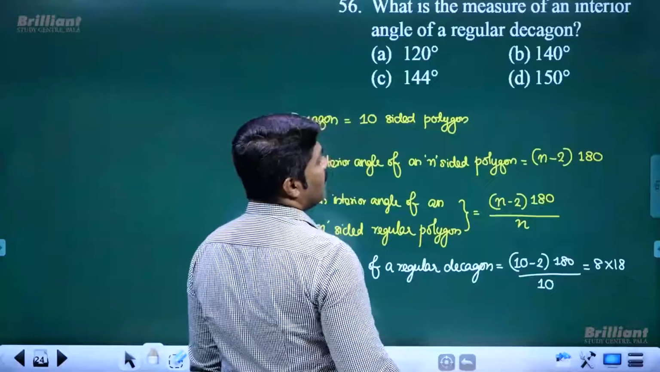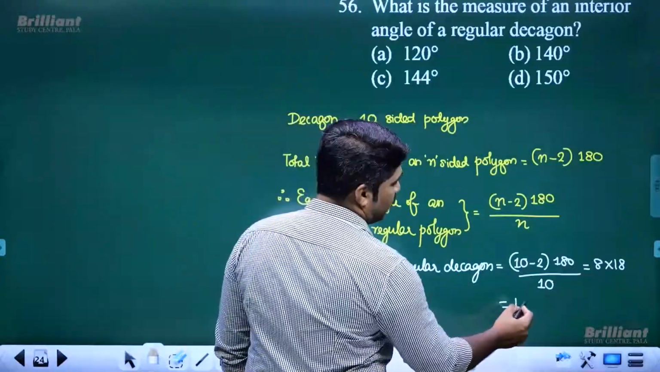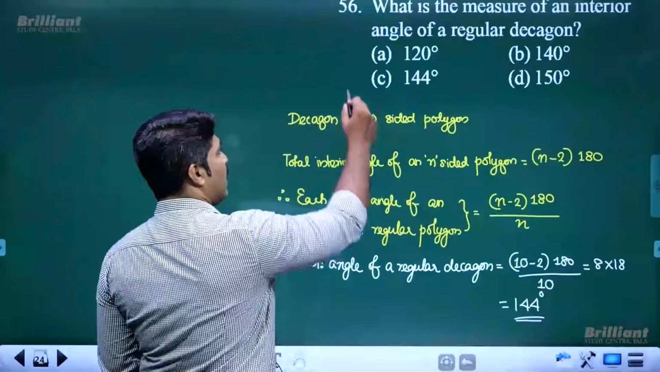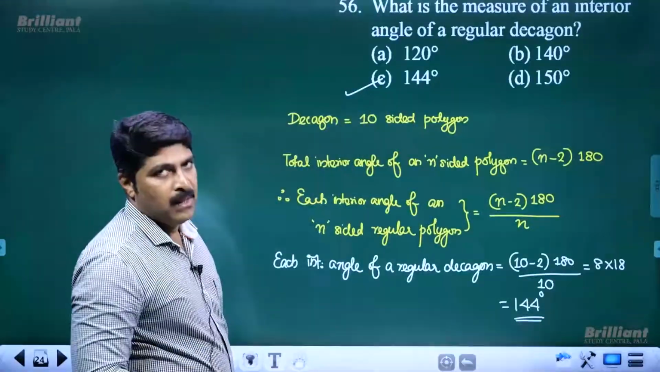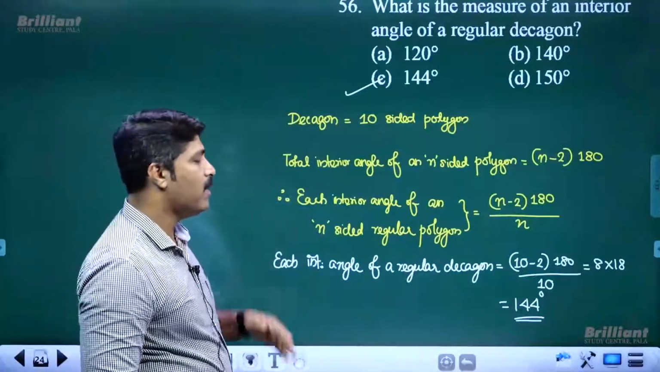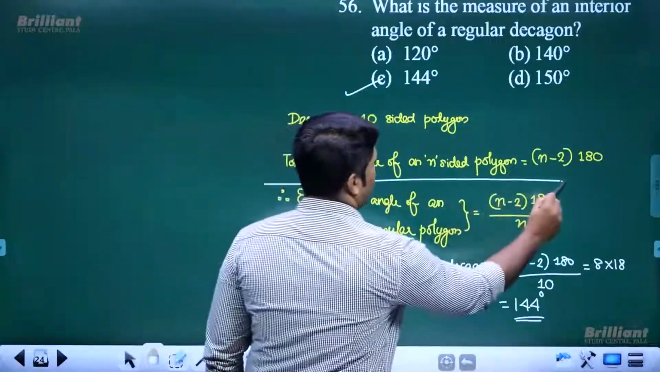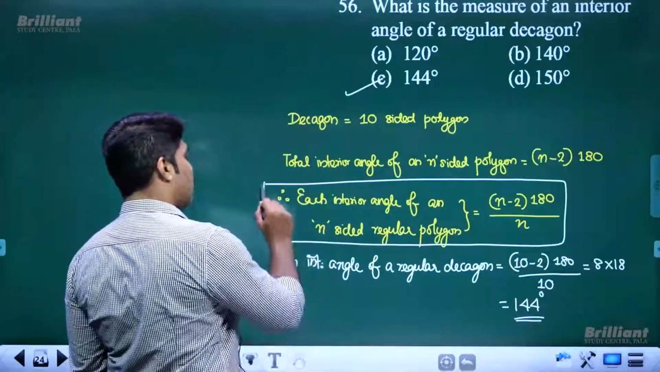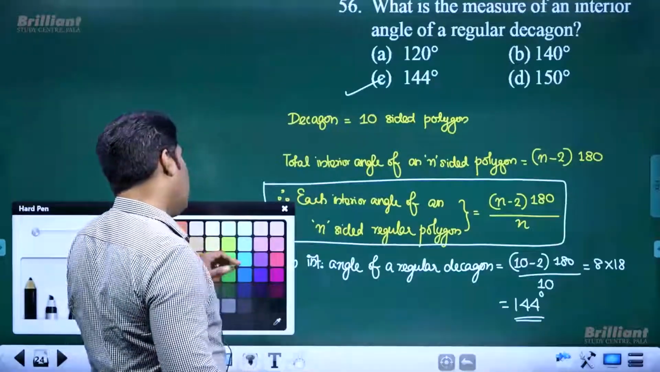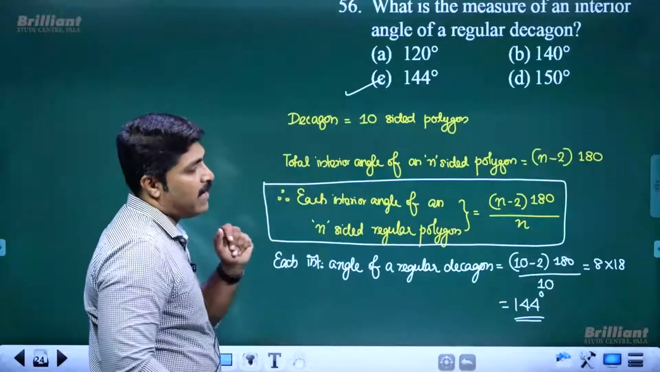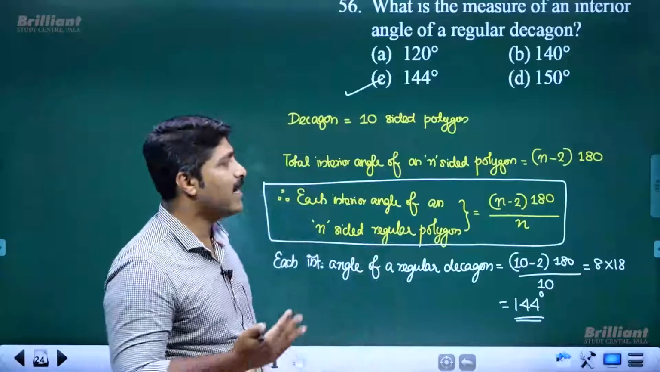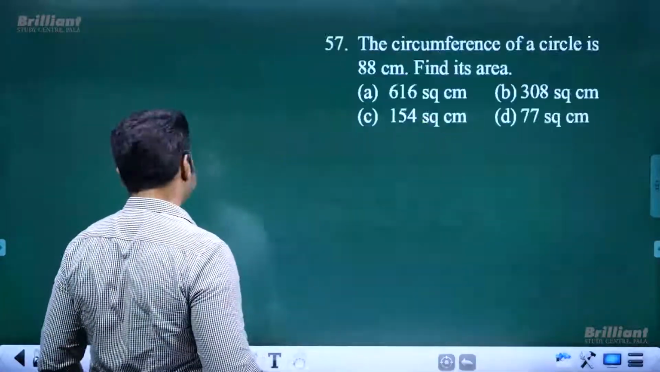What is 8 into 18? Here we just multiply them together. That's equal to 144 degrees. So, this is the answer here. Answer is option C. Whenever we need to find each interior angle of a regular polygon, we can directly apply this result. How we reach such a result is based on the basic result, that is the sum of all interior angles of a polygon.